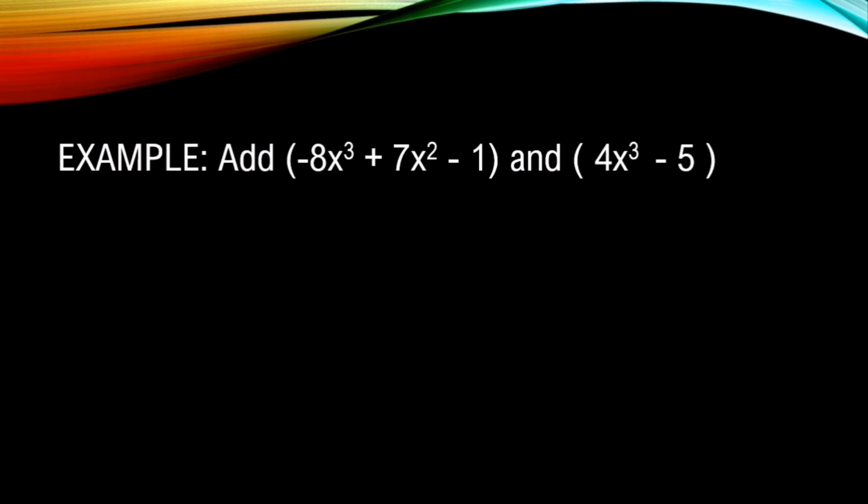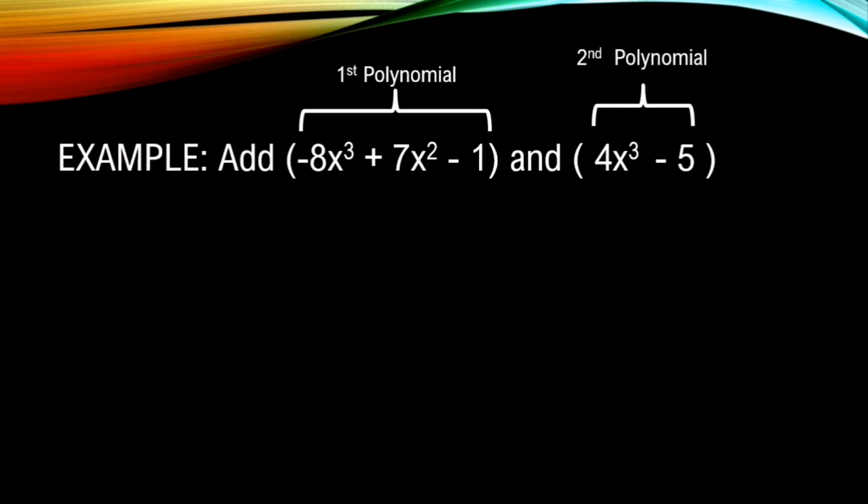Add negative 8x cubed plus 7x squared minus 1 and 4x cubed minus 5. First thing to do, recognize the first polynomial. Second, identify the second polynomial. Here's our solution. First thing to do, copy the first polynomial.